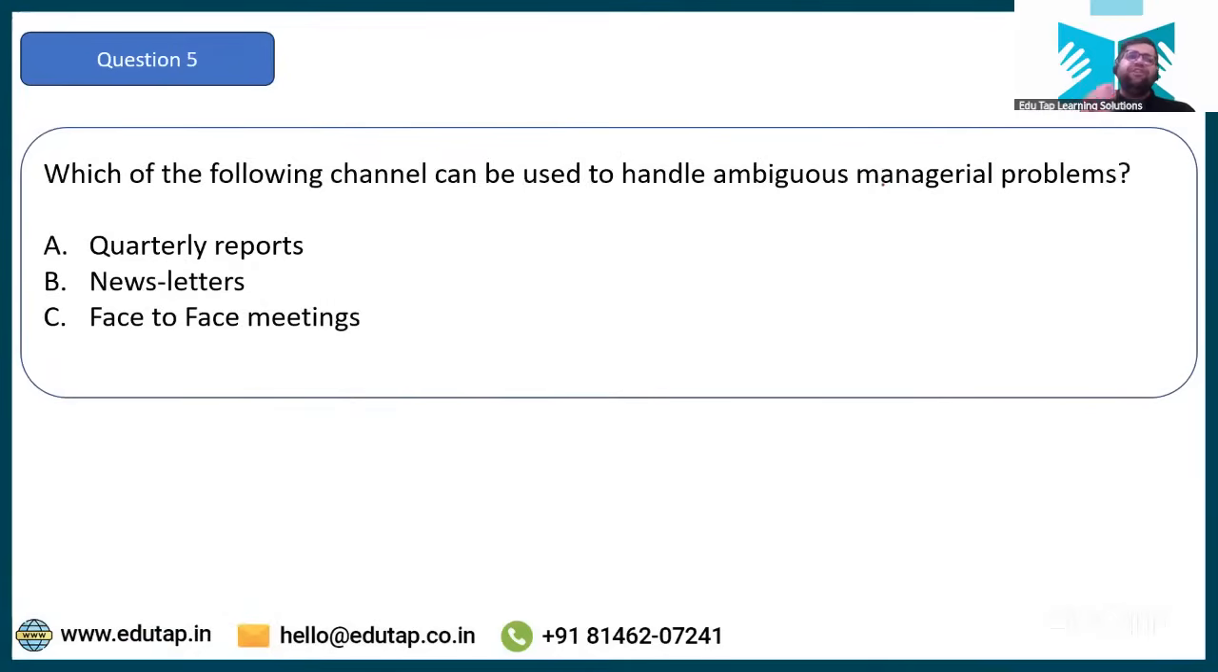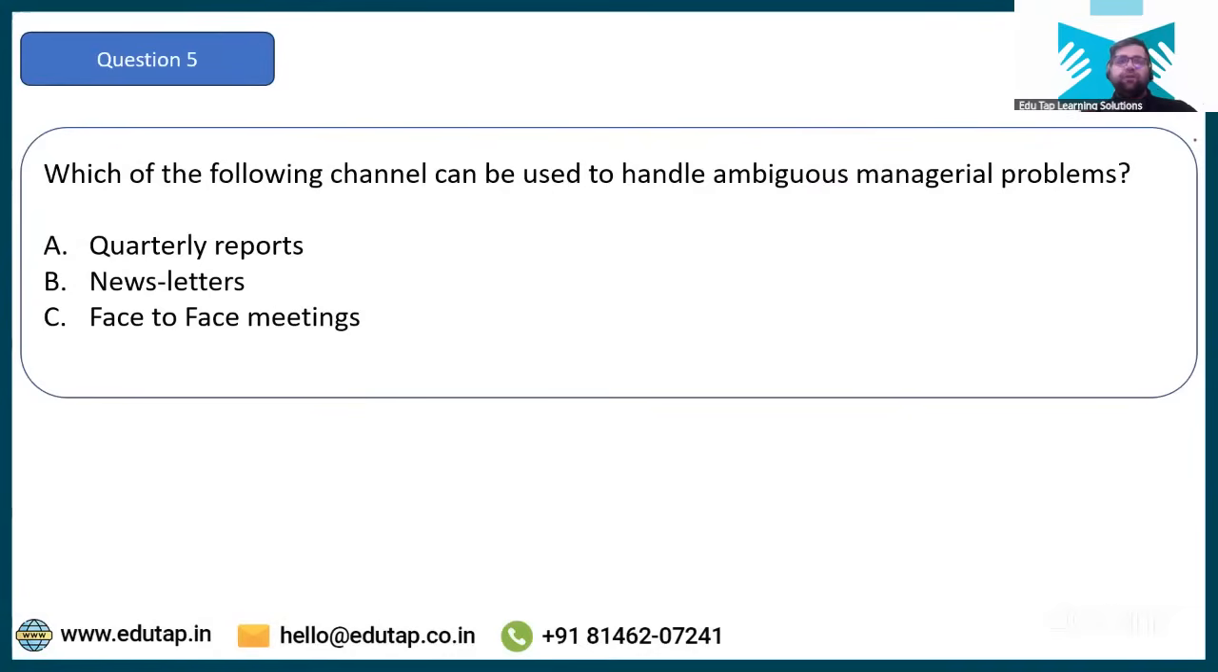Moving forward to question number 5. Now, this question again, we are not able to get it fully, but the essence of this question goes like this. ये question की theme थी. Which of the following channel can be used to handle ambiguous managerial problems? Now, once you have ambiguity in your management, then definitely formal channels won't work. So you need certain kind of channels wherein you can get spontaneous feedback.